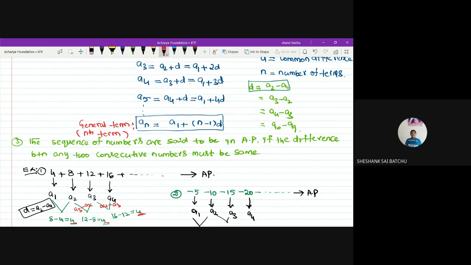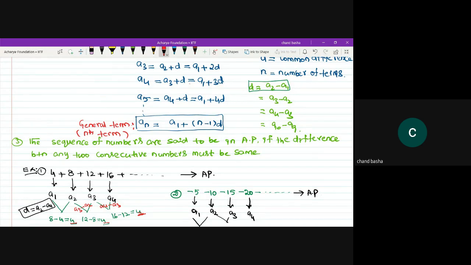Sir, in the place of n, we should write 20. Yeah, that is what I'm telling. In place of n, you put n is equal to 20. A1 means first term, which we already have. If you observe, the first term is 4, is it not? What is d? Common difference. How much am I getting here? 4. You can put those values here, and you will get the 20th term.